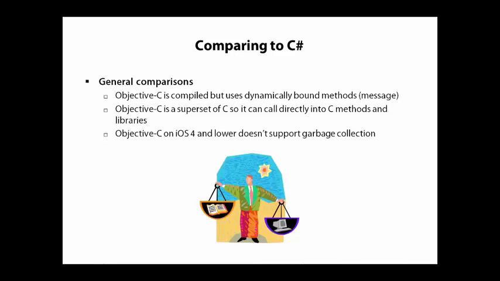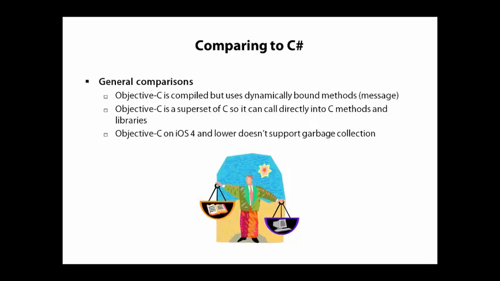So let's quickly compare Objective-C to C Sharp. At a high level, some of the general comparisons that we can make between C Sharp and Objective-C. Well, we talked about this before, but I think this is really important to understand. It uses dynamically bound methods. We're passing messages. We're not calling methods when we're using Objective-C. And that allows us to do some tricks later on.